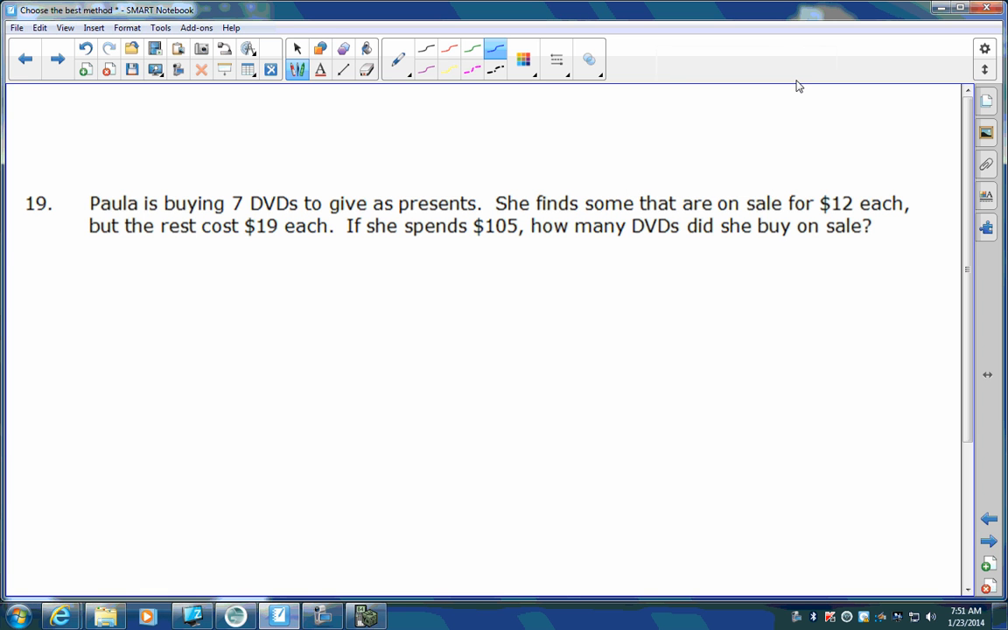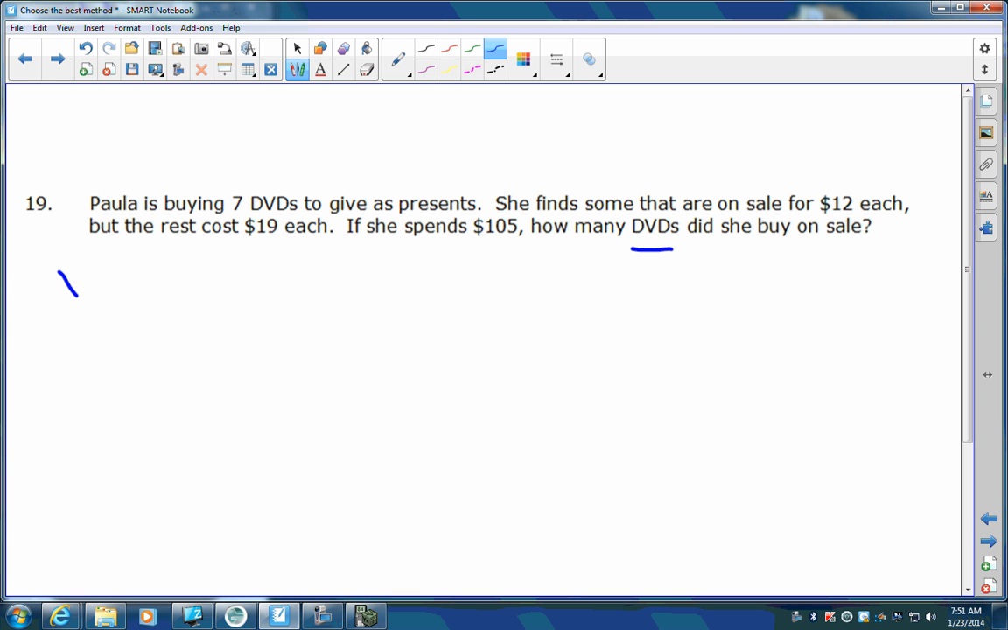So on number 19, it says Paula is buying 7 DVDs to give as a present. She finds that some are on sale for $12 and the rest are $19. If she spends $105, how many DVDs does she buy? Okay, we're talking about DVDs. How do you distinguish between the two DVDs? Yes, sir. I use S equals the DVDs on sale, R regular. You said S for the ones on sale, R for the ones on regular price.